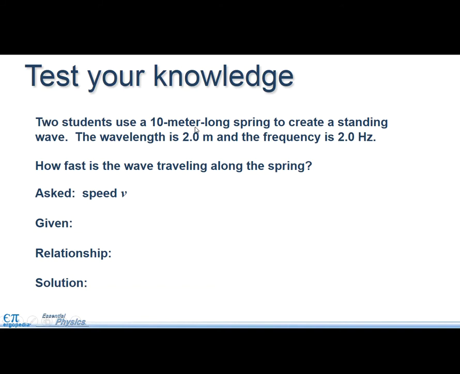Okay, so let's try another question here. So 2 students use a 10-meter long spring to create a standing wave. The wavelength that they create is 2 meters, and the frequency is 2 hertz. So basically, maybe it's a transverse wave, maybe it's a longitudinal wave. Doesn't matter actually in this case, but it's just like the demos that we've done. How fast is the wave traveling along the spring?